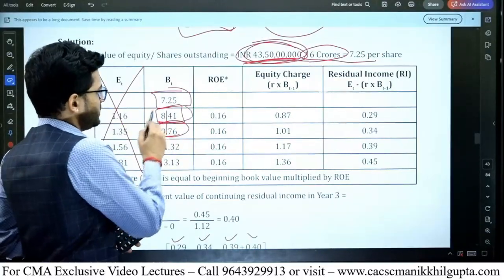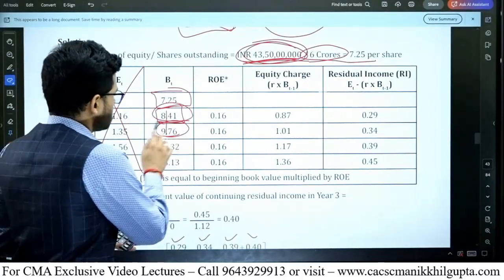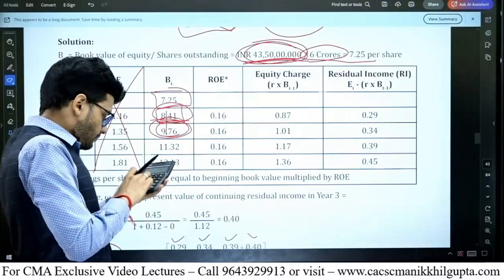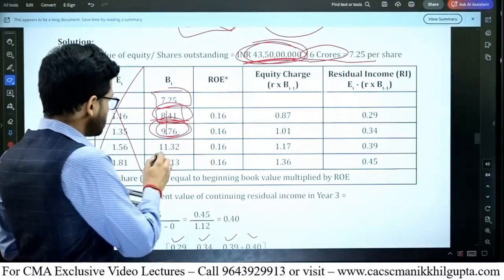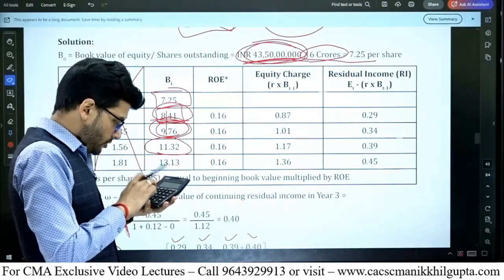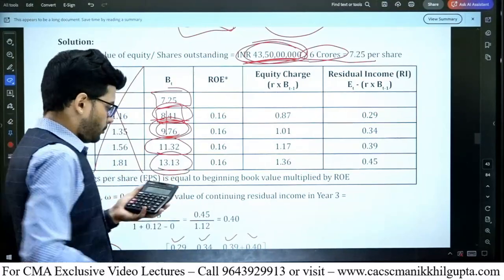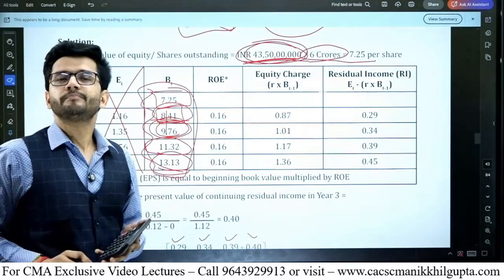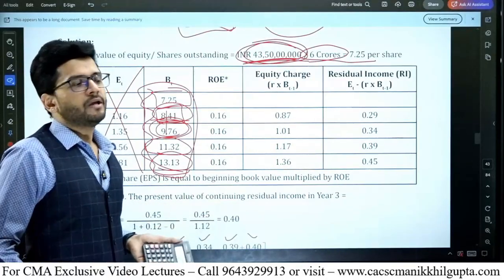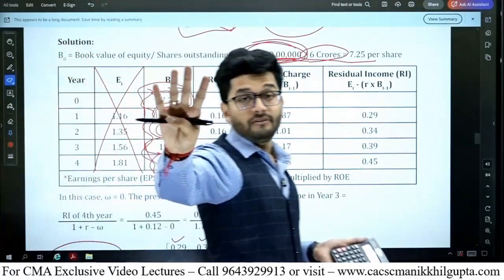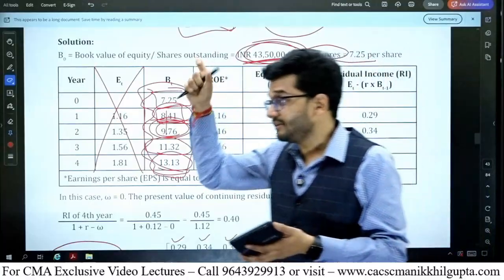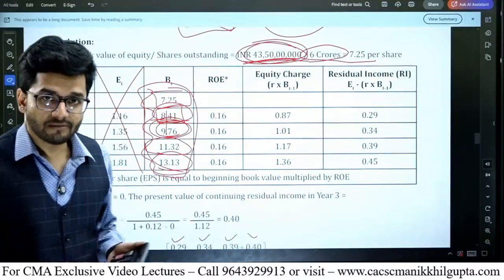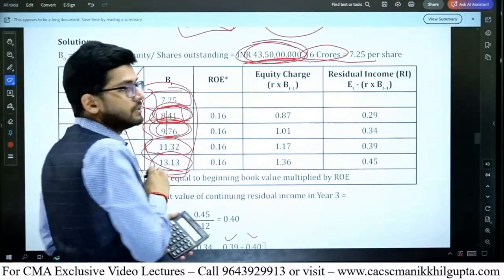7.25 plus 16% is 8.41. 8.41 plus 16% is 9.76. 9.76 plus 16% is 11.32. 11.32 plus 16% is 13.13. So these are the BVPS of the future years. They will get us a return of 4%, so BVPS multiplied by 4%. So the residual income will be 4% of these numbers.